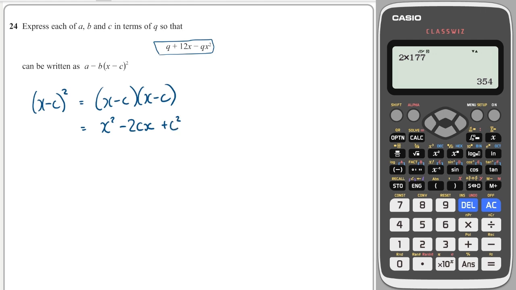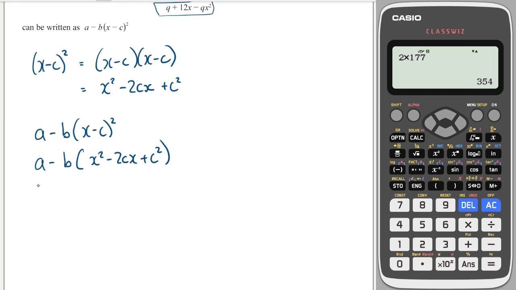Okay, so now if I do a minus b lots of what I've just worked out, then that's the same as a minus b multiplied by x squared minus 2xc plus c squared. So this is going to give me, I'm going to get a minus bx squared. I'm going to get a plus, because two minuses, and a 2bcx, and I'm going to get a minus bc squared.